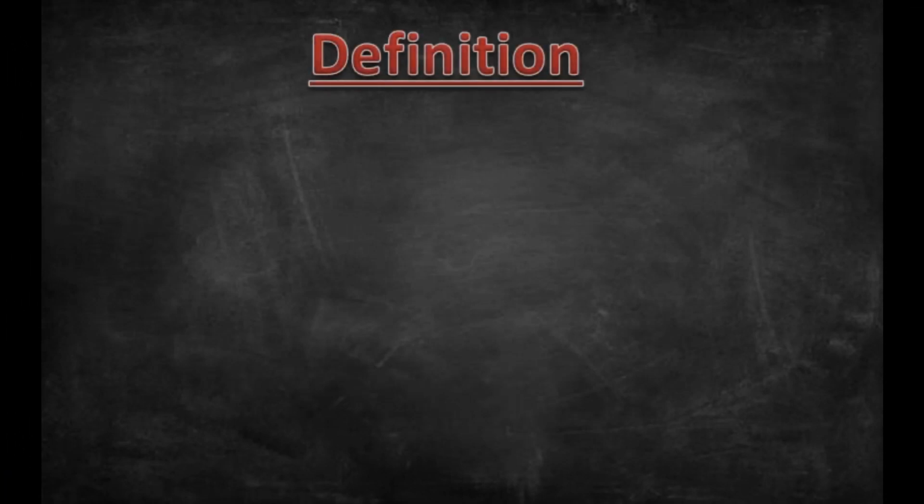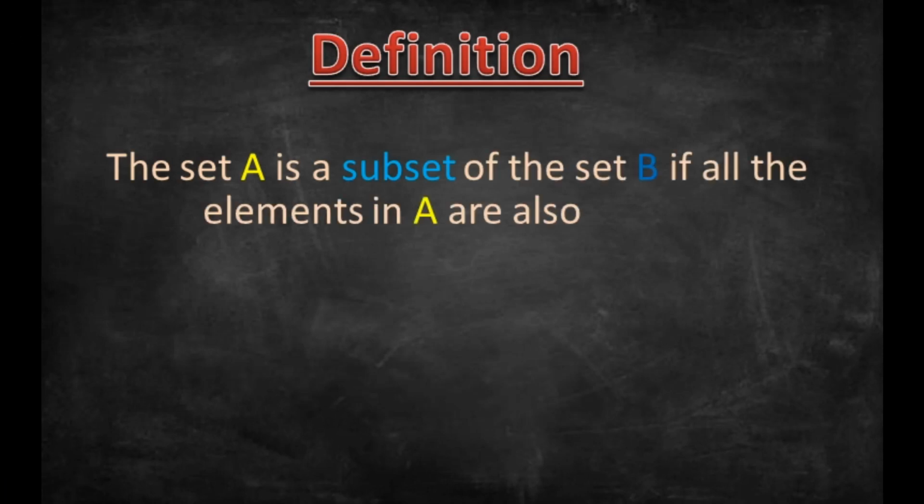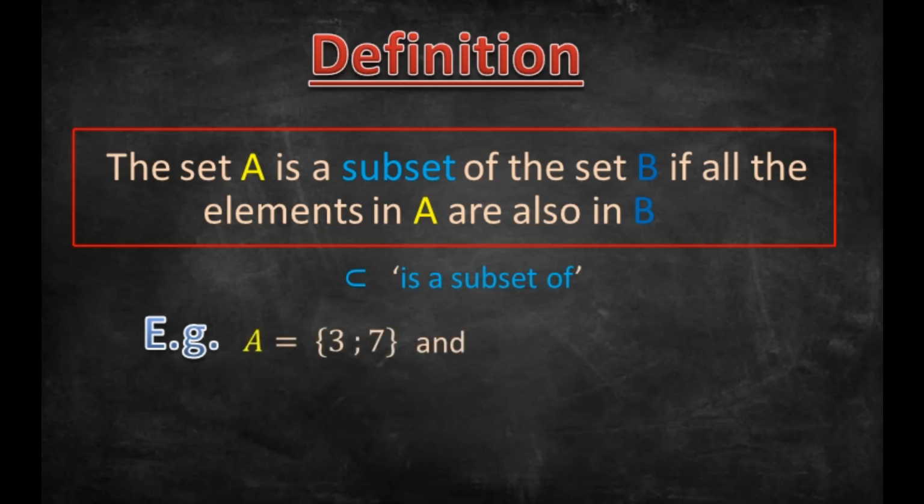Let's have a look at what we mean by a subset. We say that the set A is a subset of the set B if all the elements in A are also in B. We use a symbol which looks a little bit like a C to denote is a subset of. For example, let's say A is a set 3 and 7, B is a set 1, 3, 5, and 7. Both 3 and 7, which is set A, are also found in set B. So we say that A is a subset of B.